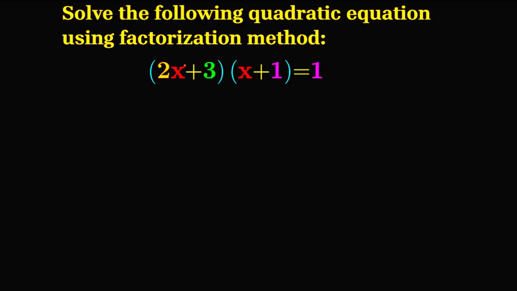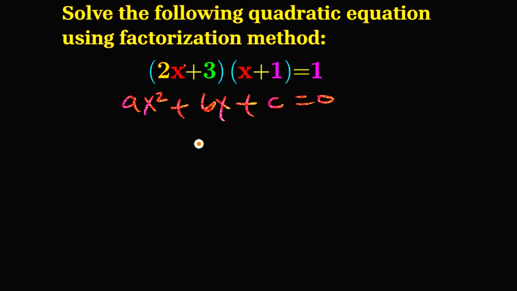Let us look at this nice question. Solve the following quadratic equation using factorization method. So you have (2x + 3)(x + 1) = 1. The first thing would be to rewrite our equation in the standard form, that is, in the form ax² + bx + c = 0.